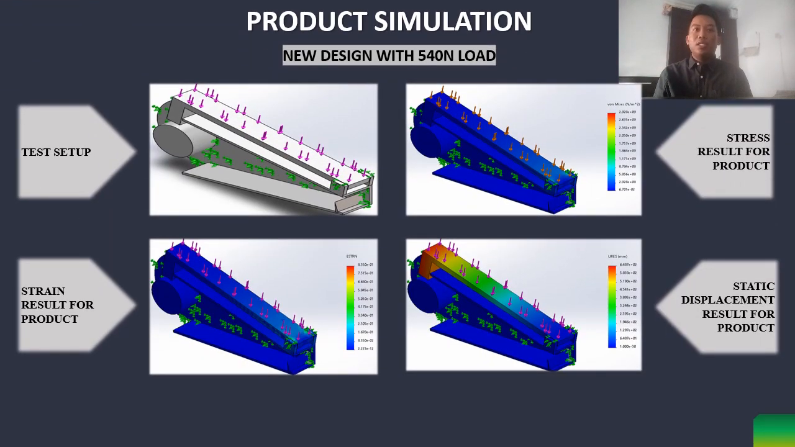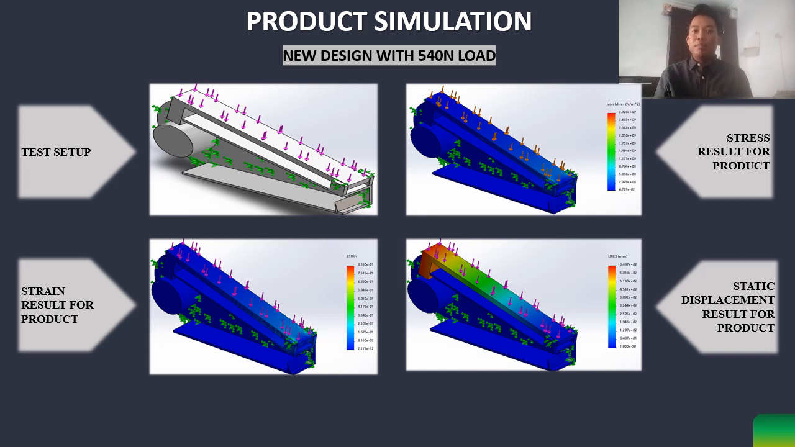And now this is the product simulation for the new design with an applied load of 540 Newton. As you can see here, there is a huge difference between the new design and the old design. For the new design, the result for stress and strain is considered successful, because the stress and strain are in the blue area, which shows that it has good performance.